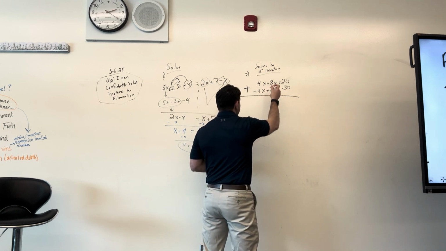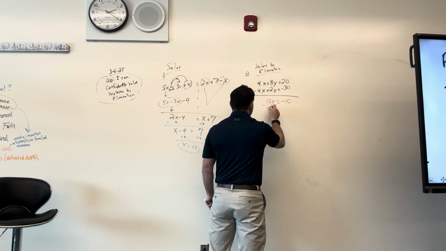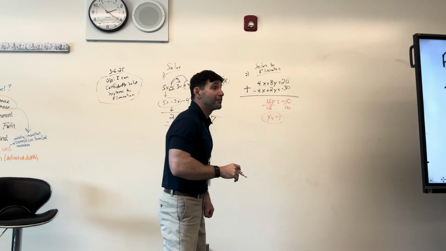So 4 plus a negative 4 is 0. 8 plus 2 is 10 y's. 20 plus a negative 30 is negative 10. Divide by 10. That leaves me with y equals negative 1. I know you got that, and I'm very proud of you.